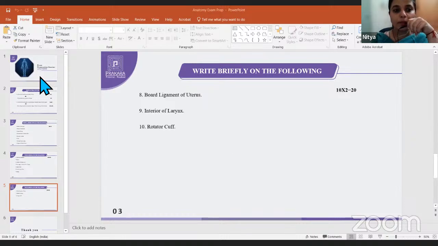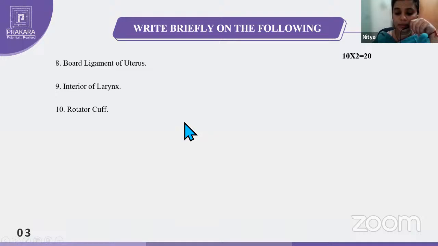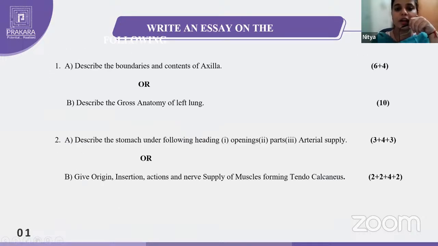Okay. Now we'll move on to the discussion of the questions. So here, as you can see, the first question is describe the boundaries and contents of axilla. So in this case, we are discussing about the axilla. Axilla is the armpit. Then you have to mention about the boundaries. So how many boundaries does the axilla have? It has an apex, it has a base, it has anterior wall, posterior wall, medial wall, and the lateral wall.